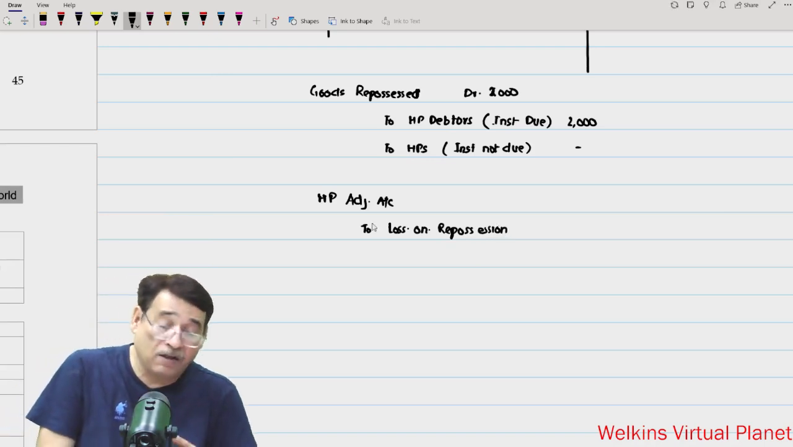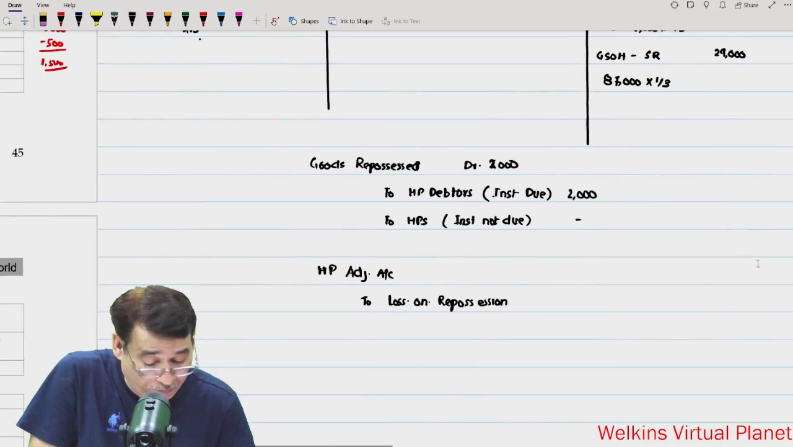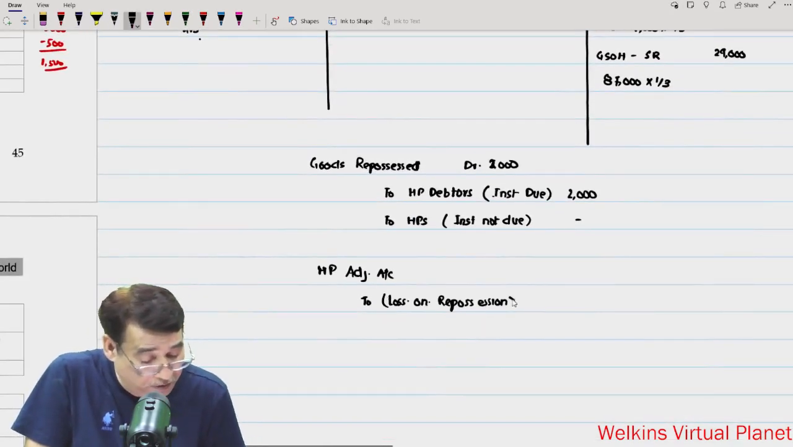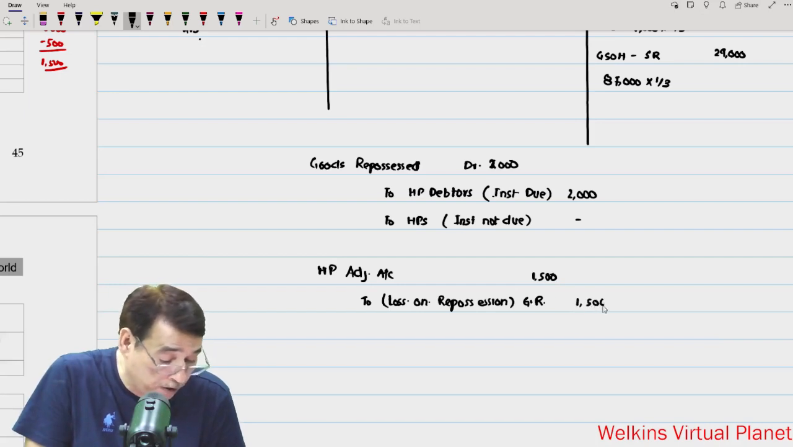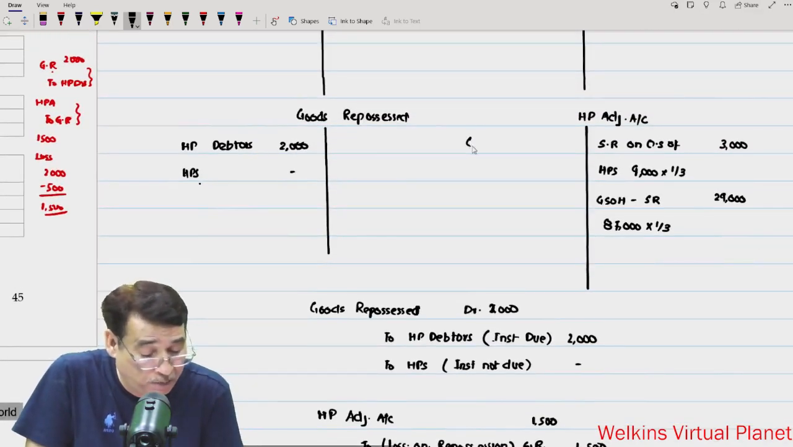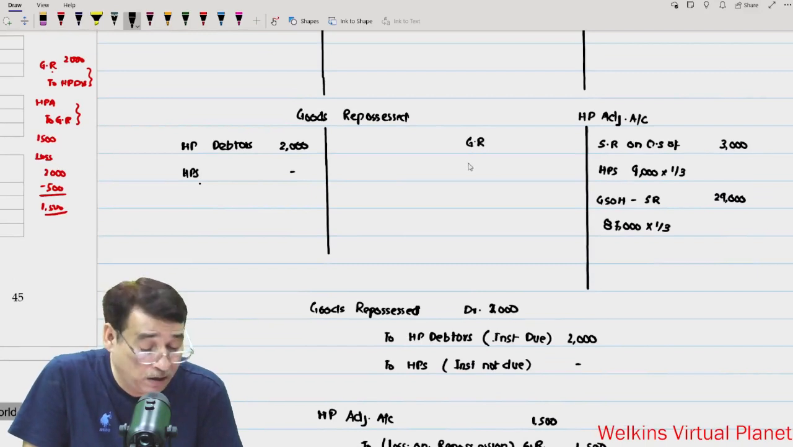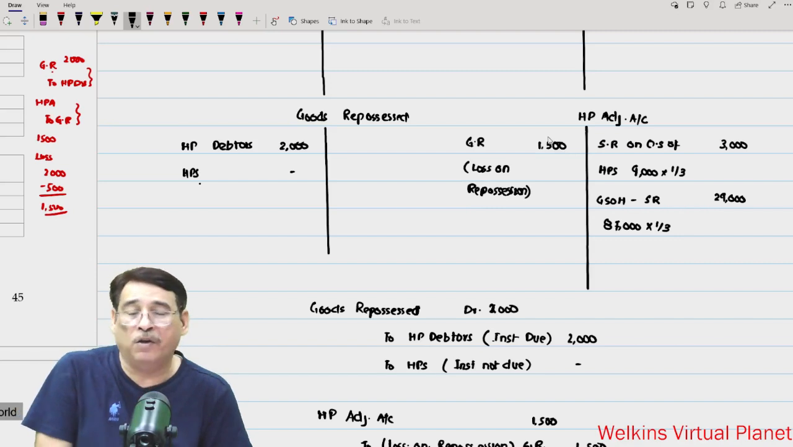Now, in this case, loss has taken place. Is it clear to you? So you are going to write, first of all, loss on repossession, that is goods repossessed account. Loss is to the extent of 1,500. So when you prepare hire purchase adjustment account, because it is getting debited, you will write here goods repossessed, in bracket loss on repossession. Loss on repossession is equal to 1,500. Is it clear to you or not?